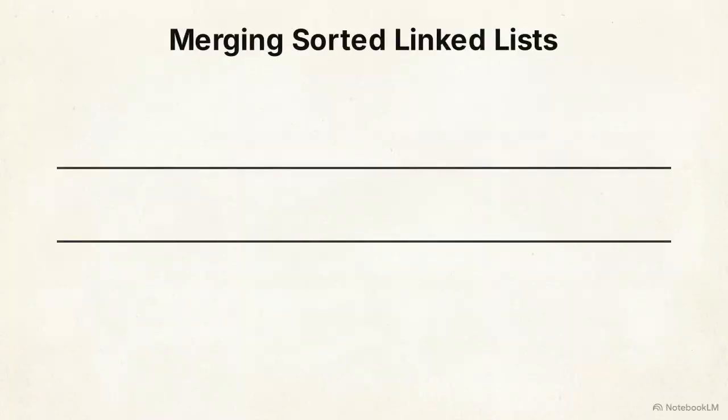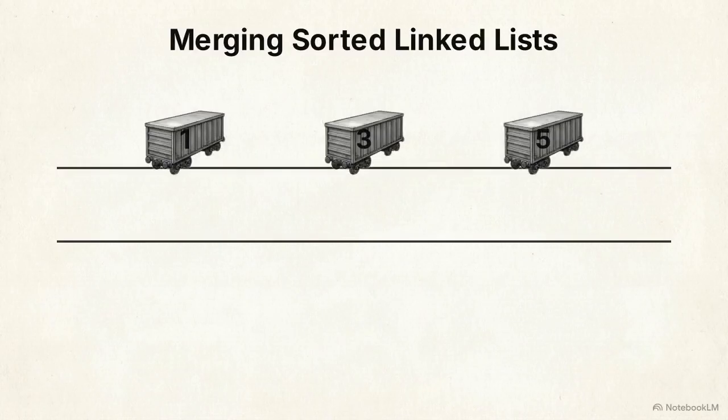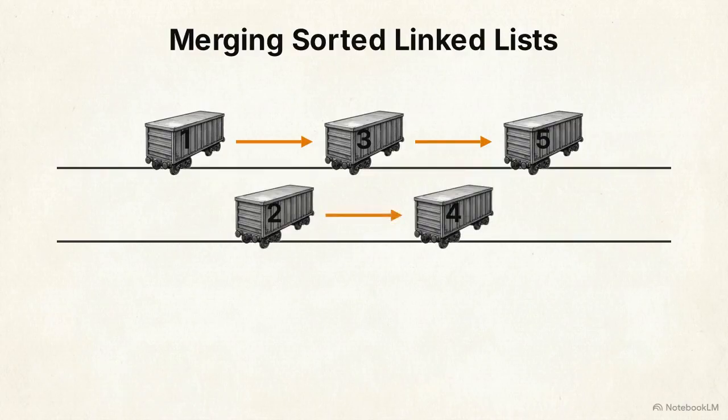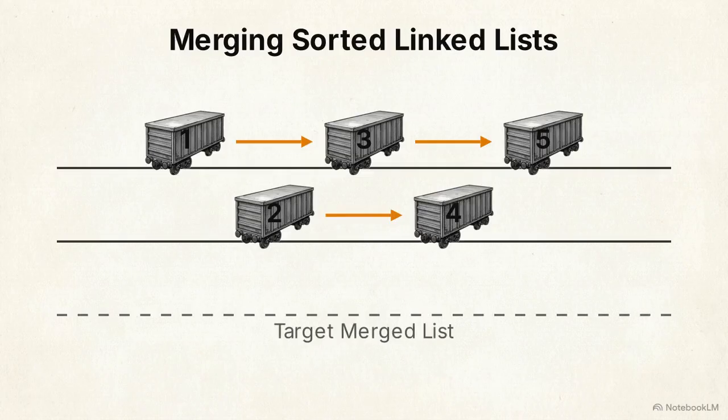This diagram shows a classic computer science problem, merging two sorted linked lists. We have train A, carrying cars weighing 1, 3, and 5 tons. Parallel to it is train B, carrying cars weighing 2 and 4 tons. Both are already sorted from lightest to heaviest, and our job is to merge them into a single sorted train.